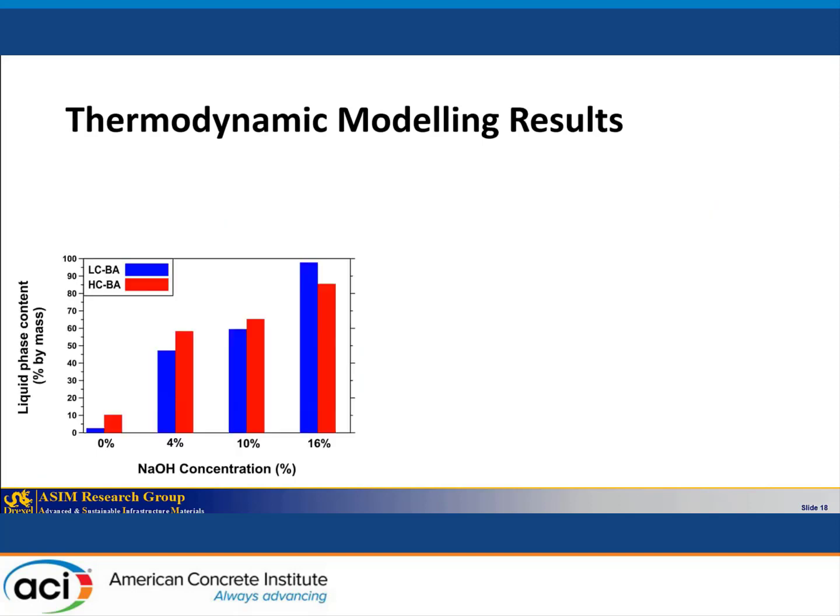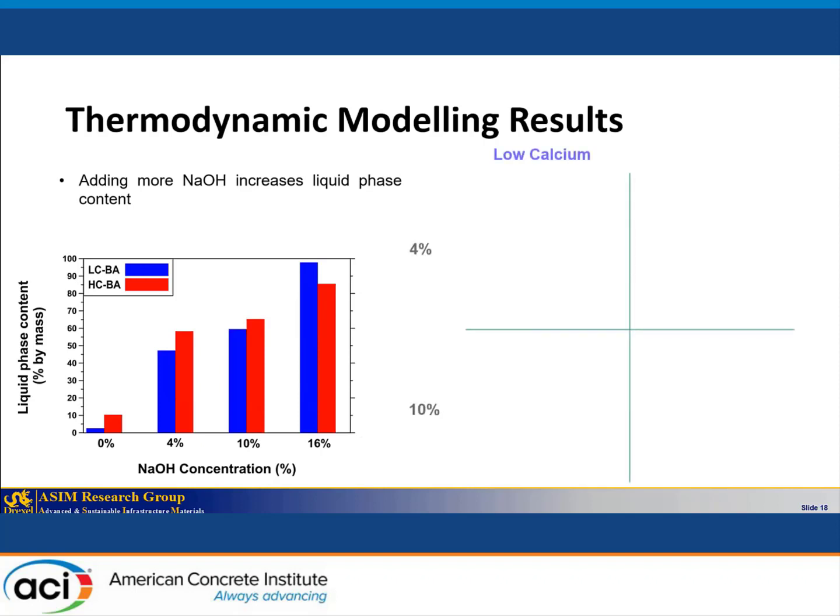So we did the same procedure for 0%, 4%, up to 16% sodium hydroxide in the system. And one observation that we kind of predicted was that as we increase the NaOH concentration in the system, we're going to get more liquid phase. And that's because NaOH is a fluxing agent, and that was predictable for us.